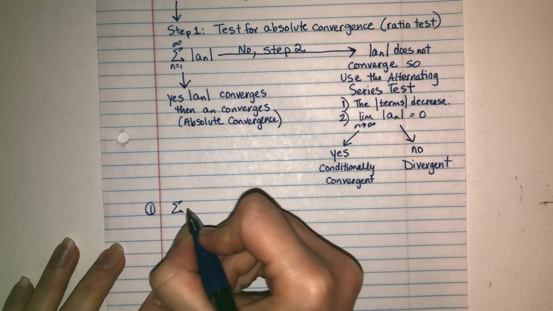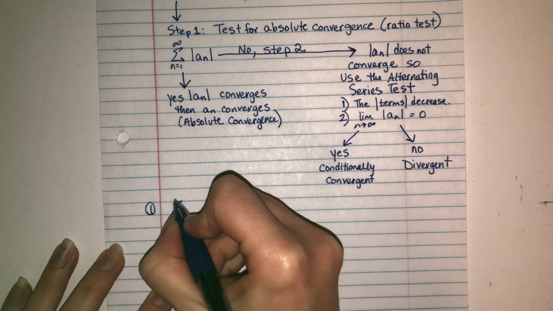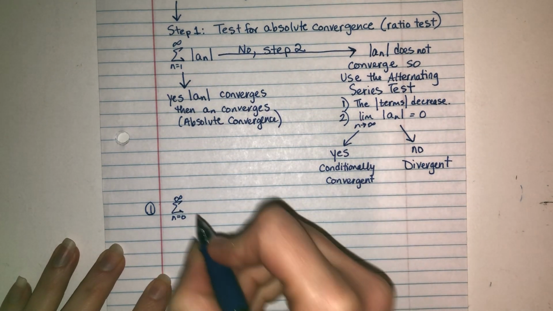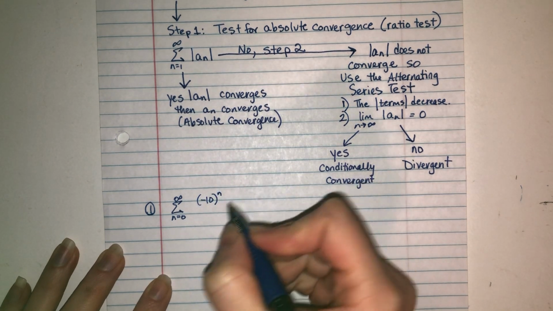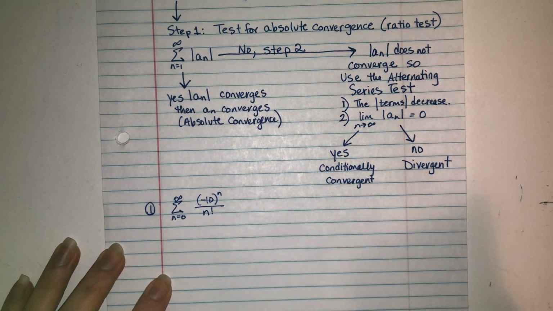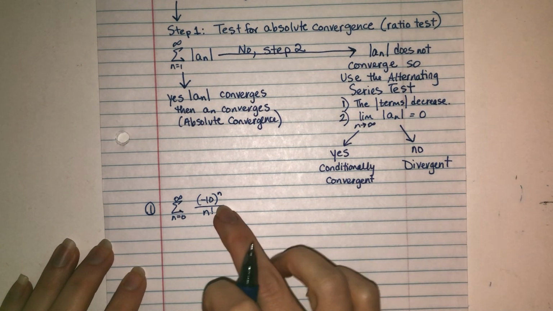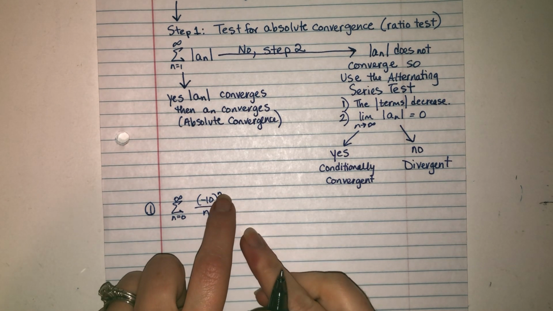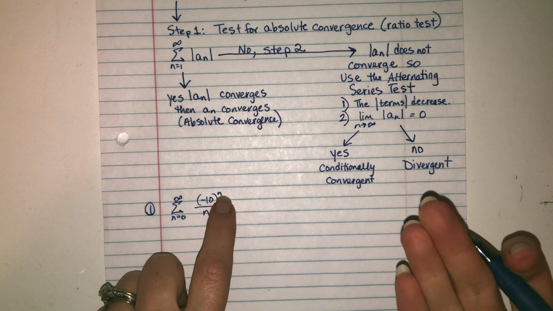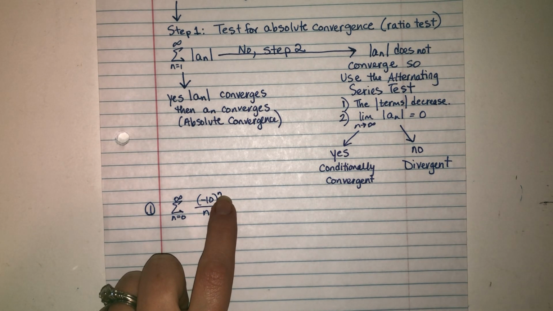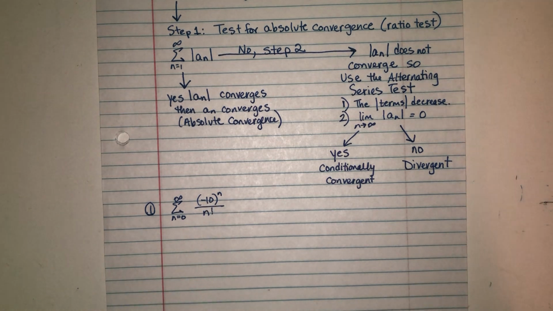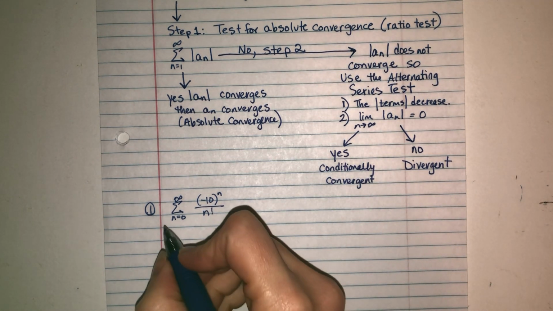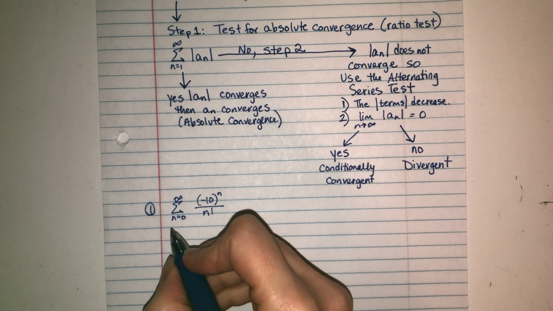So to start, we're going to look at the sum from n equals 0 to infinity of negative 10 to the nth power over n factorial. Okay, so we can tell this is an alternating series because we have a negative raised to a power. So any even power will cause the output to be a positive term, and every odd power will cause the output to be a negative term. So it is alternating. So we want to start with step 1, the test for absolute convergence.